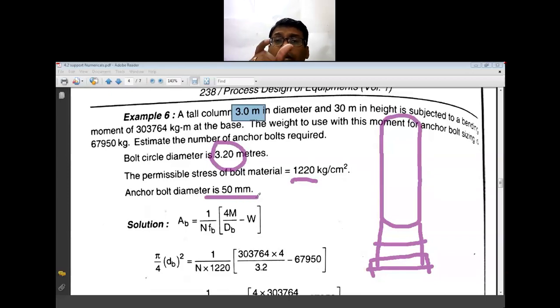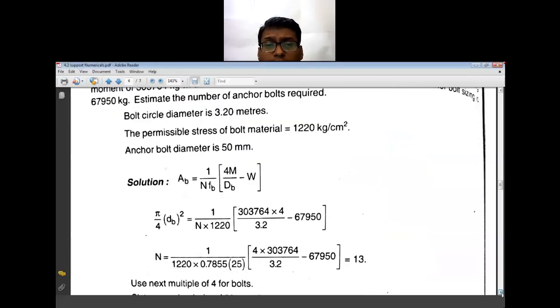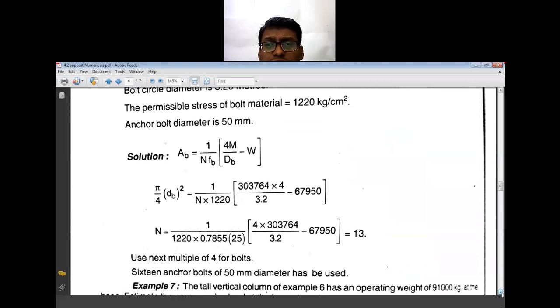So this is the vessel, and to this bottom, it is the straight vertical. So the base plate will be there, and the anchor bolts have the diameter of 3.2 meters. Here the bolts will be fitted. The outside diameter is mentioned as 3 meter, and this bolt circle diameter is around 3.2 meters.